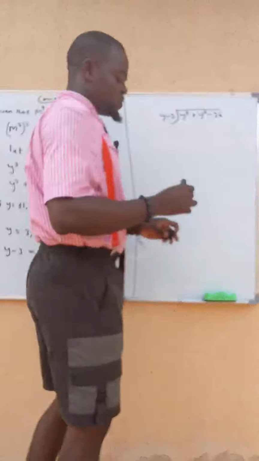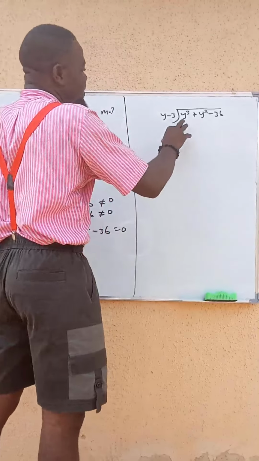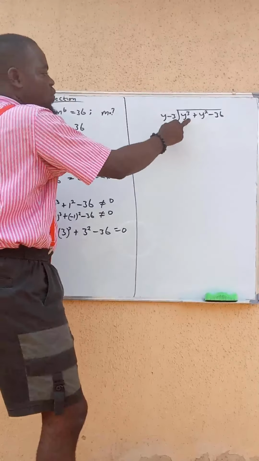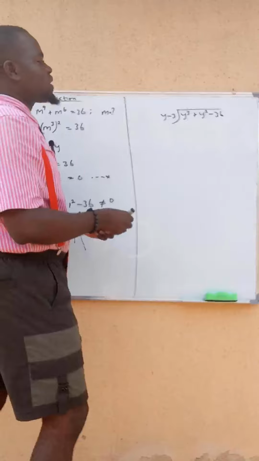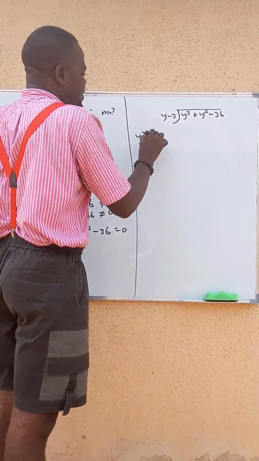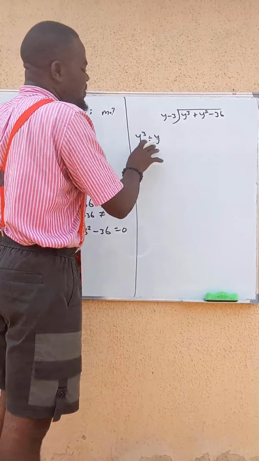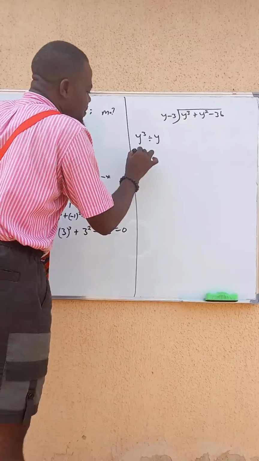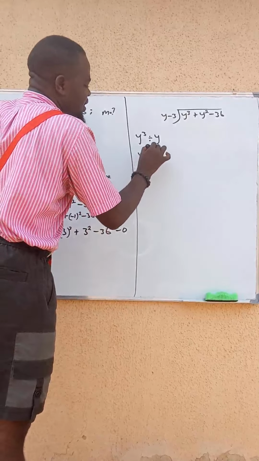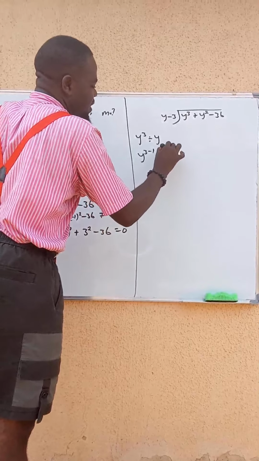Now, according to this division, I first take the first term, if it can divide. Yes, it can. Y raised to the power of 3 divided by y raised to the power of 2 is like this. Y raised to the power of 3 divided by y. According to the law of indices, it will be y raised to the power of 3 minus 1, which is y raised to the power of 2.